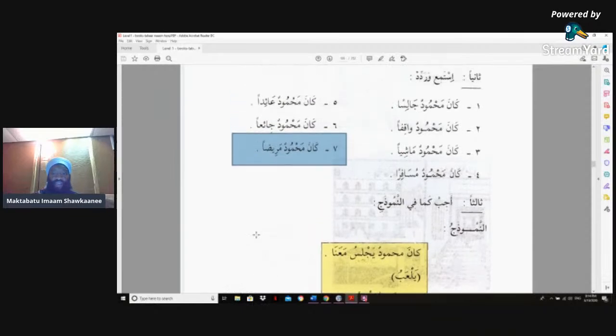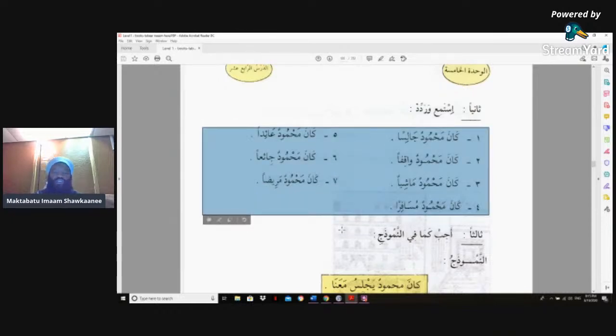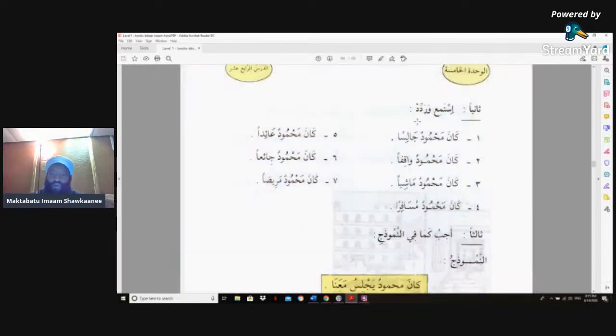Instead of doing that exercise, we're going to give you one of our own exercises, inshallah. Exercise number 2. The sentences that we just read: I want you to rewrite them and replace the noun with the verb that can be used in its place to practice with it. So they gave us kana Mahmudun jalisan. You're going to replace jalisan with whatever fits with sitting. So we'll give you one exercise, inshallah, for tonight's homework.